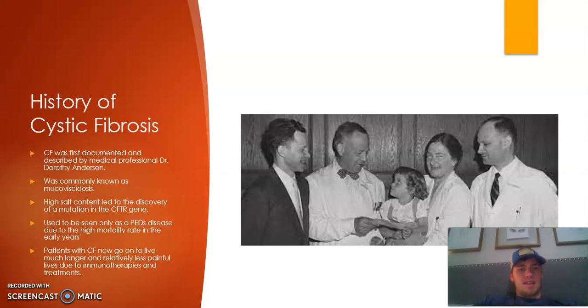It used to be seen as only a pediatric disease because the mortality rate was so high in children, and they didn't really have any treatments for it in the early years of this genetic disorder. Patients with CF now go on to live much longer and relatively less painful lives due to different treatments and immunotherapies that they can go through. Don't get me wrong, still a very bad genetic disease to get, but it is more managed now than it used to be.